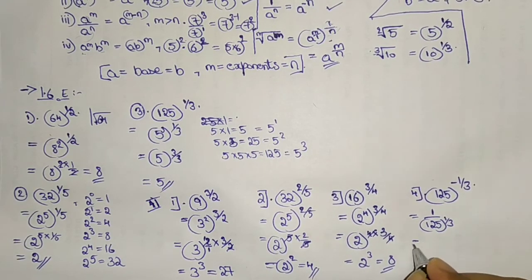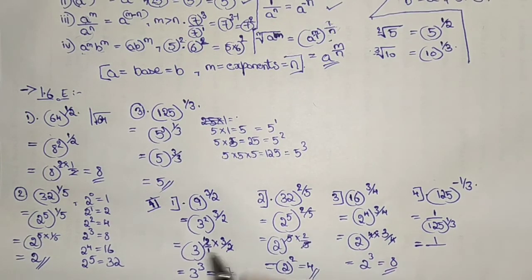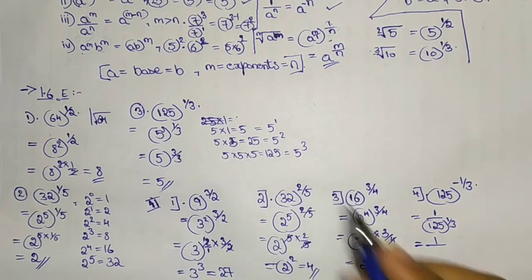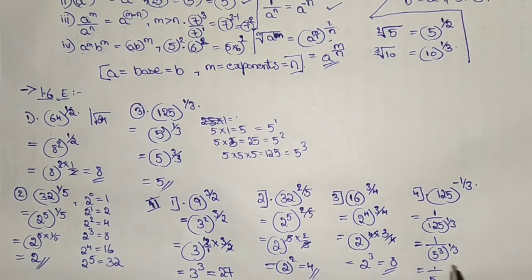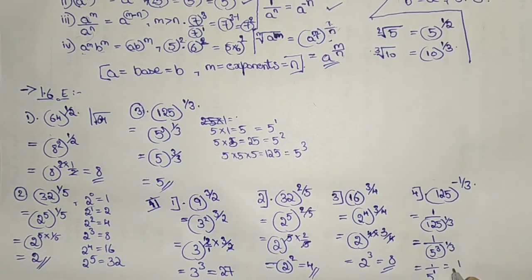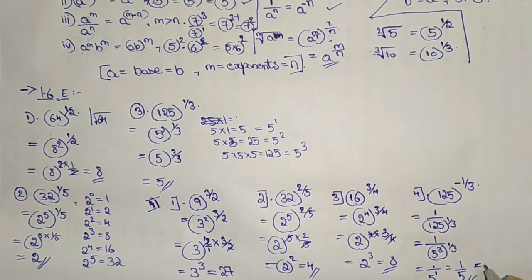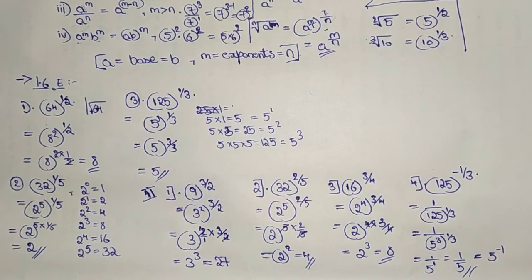1 by 3. This is 1 by 125, which can be written as 5 power 3, into 1 by 3. This is 1 by 5 power 3, which cancels by multiplying with 5 power 1, that is nothing but 1 by 5, the answer. You can also write this as 1 by 5 into 5 power minus 1 because of that law.